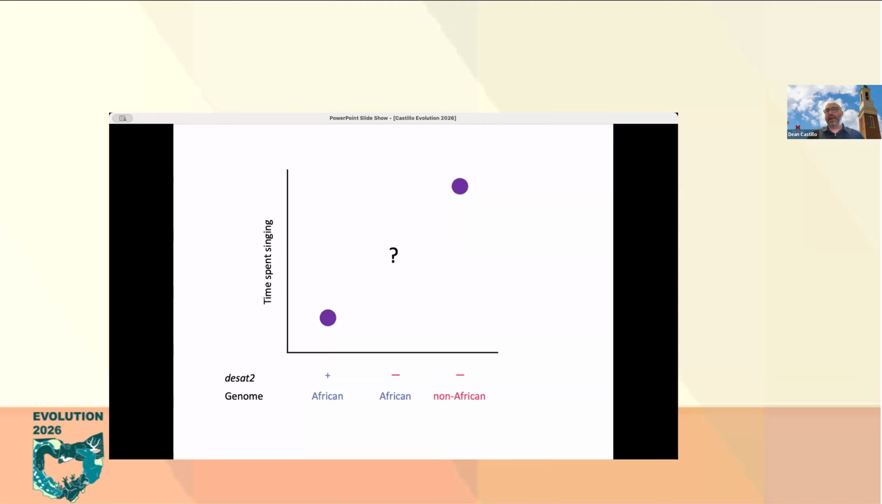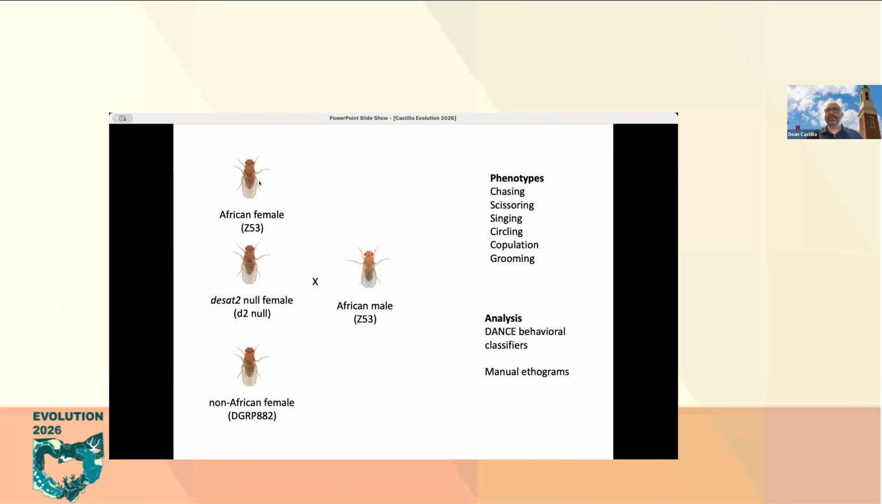So now we use this fly in a behavioral assay. We give an African male these three different types of females, and we just ask, how are they going to behave? We now have this tool we can use to really test whether pheromones are controlling this plasticity. So we have a standard African female, a non-African female, and our mutant. The mutant was created from this African female. So they're genetically identical except for at that DSAT2 locus.